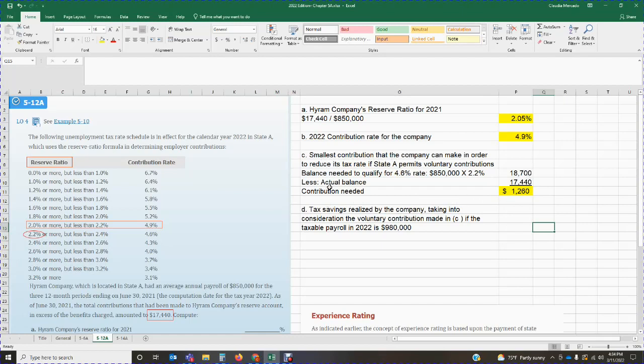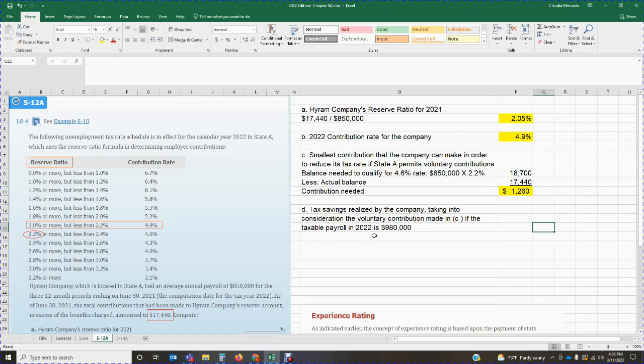Right now, I currently have in my reserve account $17,440. So that means that I would need to put in an extra $1,260. Now, letter D. Tax savings realized by the company, taking into consideration the voluntary contribution made in letter C.